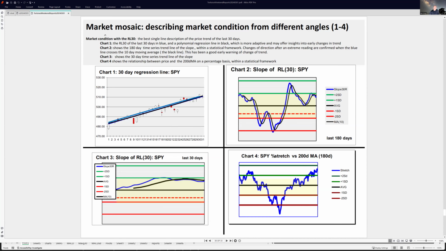All right, so the 30-period regression line is as straight up and strong as you could want. The steepness of that slope angle, alpha, is a full 1 standard deviation higher than average. And when we look back 180 days, you can see that the slope is still pretty good. It's tentative. It could very easily get better. The percent stretch above the 200-day moving average is 1.5 sigma and getting stronger.